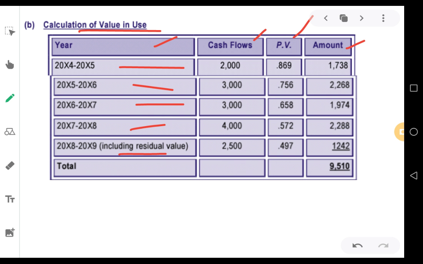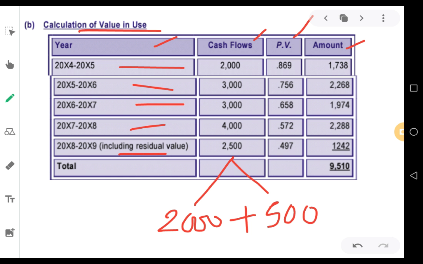So we have taken the cash flows as it is. Last year we have added the scrap, that is 2,000 plus 500. Last year we have added the residual value also. You have to remember that. So by taking the cash flows, write the present value factors that will be given in the problem itself. Then just multiply 2,000 into 0.869, that will be 1,738, and 3,000 into 0.756, that is 2,268. 3,000 into 0.658, that is 1,974.